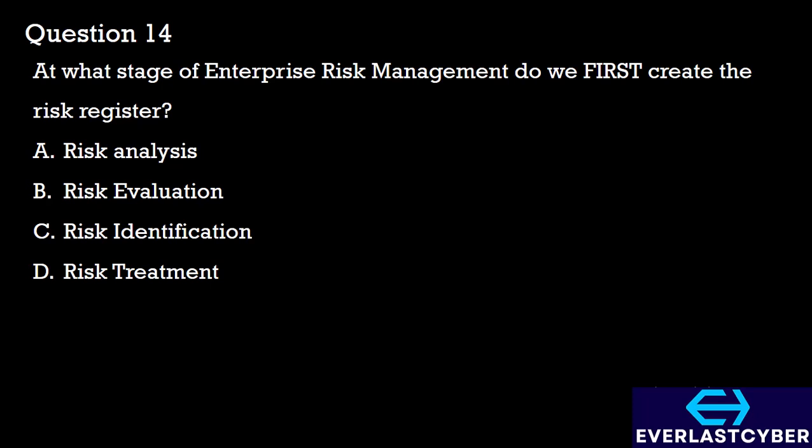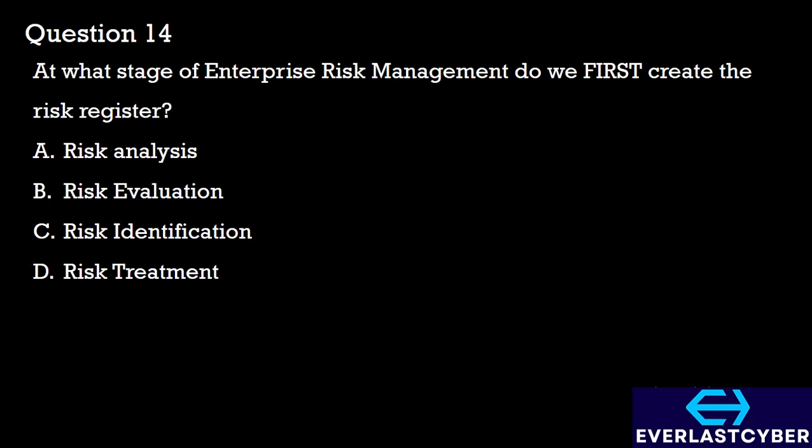Question 14. At what stage of enterprise risk management do we first create the risk register? A. Risk analysis. B. Risk evaluation. C. Risk identification. D. Risk treatment. Risk analysis involves assessing the potential impact and likelihood of identified risks. Risk evaluation happens after the risk analysis, and it involves comparing the analyzed risks against the risk criteria in order to prioritize them.